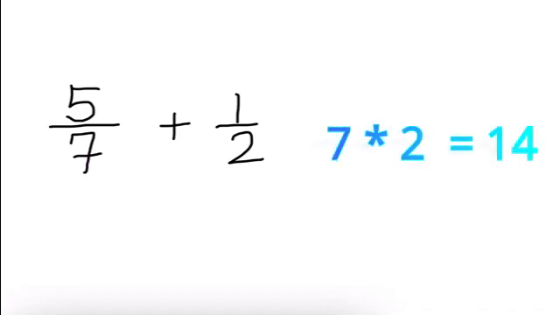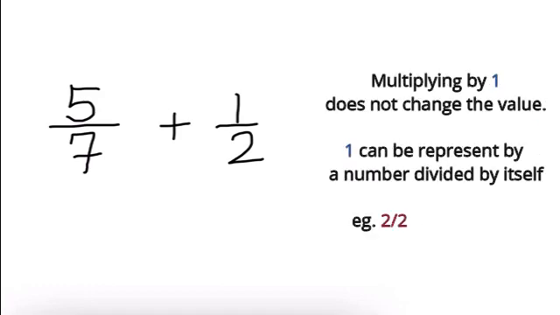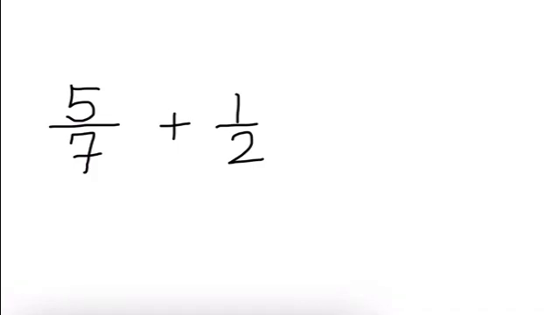So we're going to multiply 7 times 2 to get 14. It's important to know multiplying by 1 doesn't change the value. 1 can be represented by a number divided by itself. For example, 2 over 2 equals 1 and 7 over 7 equals 1. So our common denominator is 14, so we need to multiply our first fraction by 2 over 2 and our second fraction by 7 over 7.